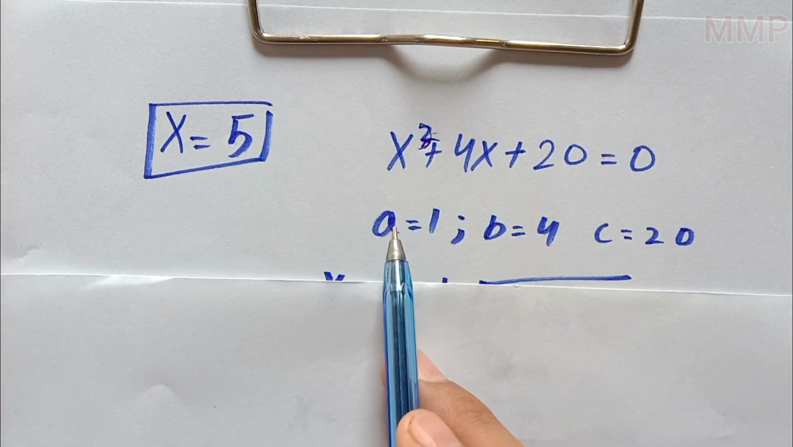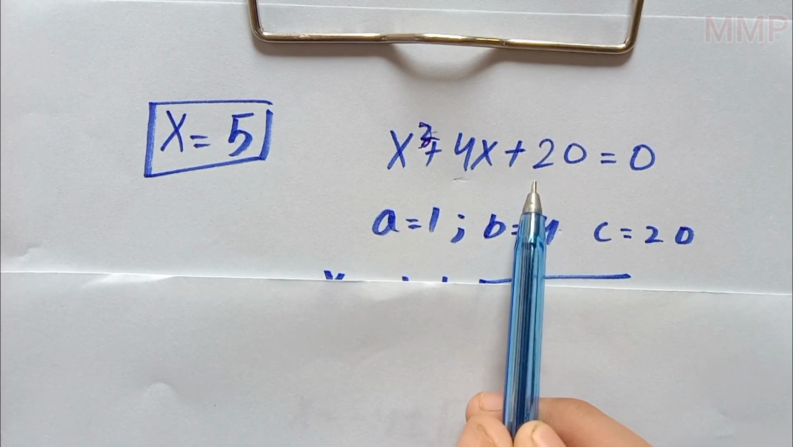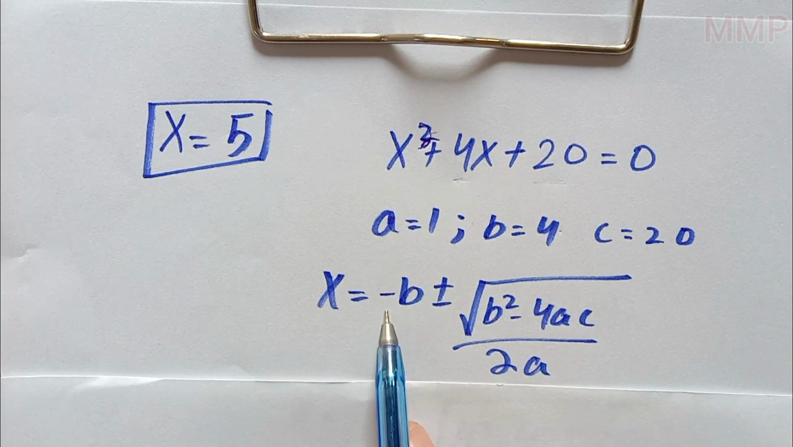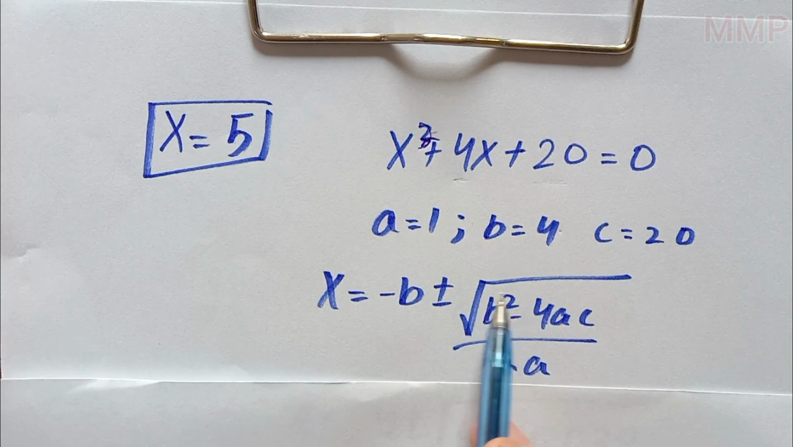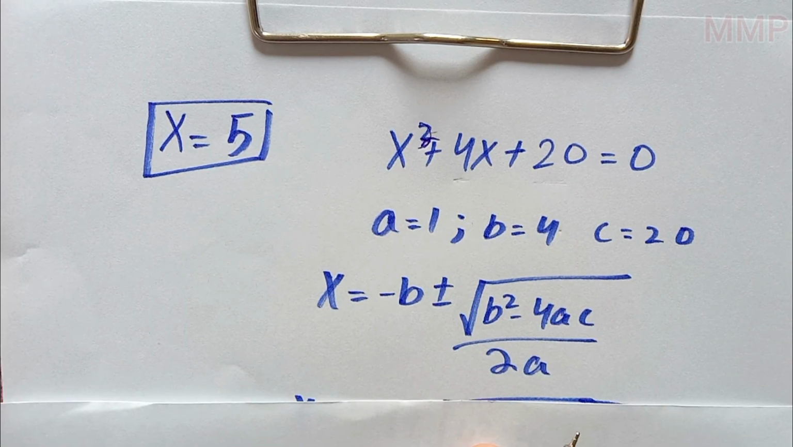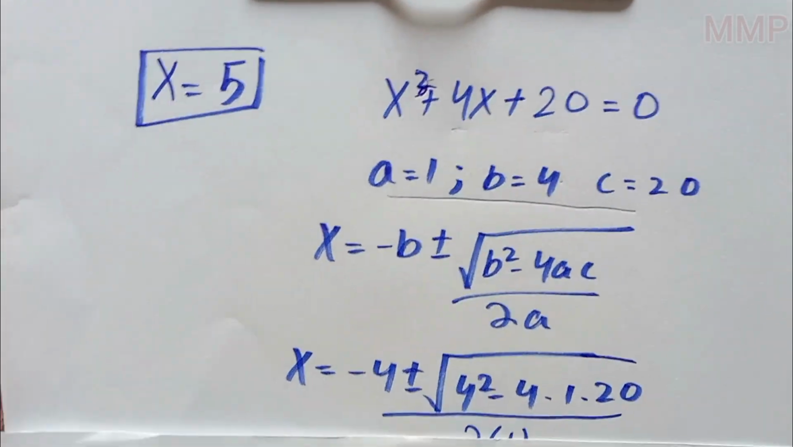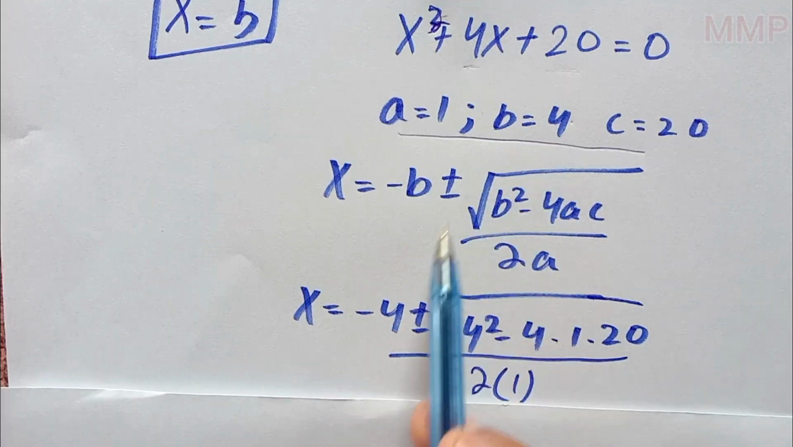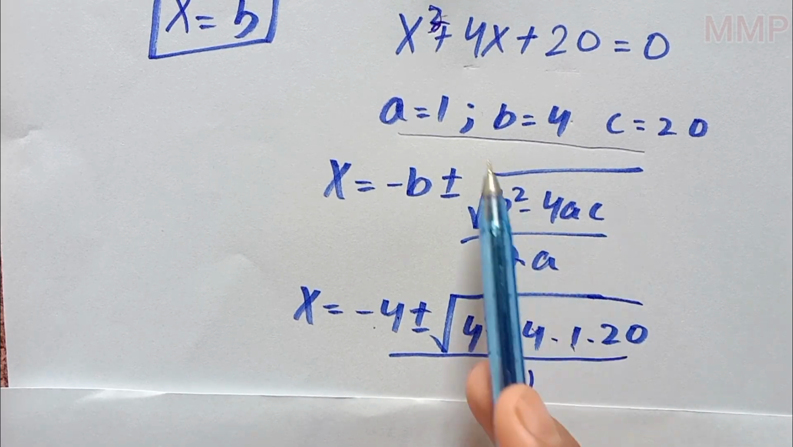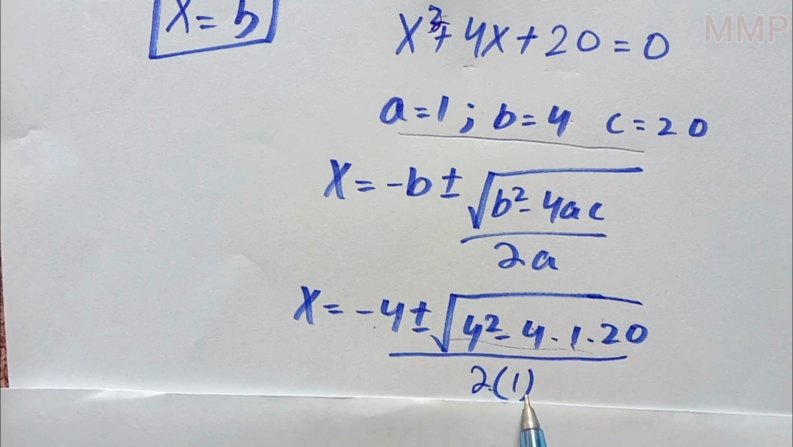Here a is 1, b is 4, and the value of c is 20. We use the quadratic formula: x is equal to minus b plus minus under root b square minus 4ac, divided by 2a. Putting these values in this formula, x is equal to minus 4 plus minus under root 4 square minus 4 into 1 into 20, divided by 2 into 1.